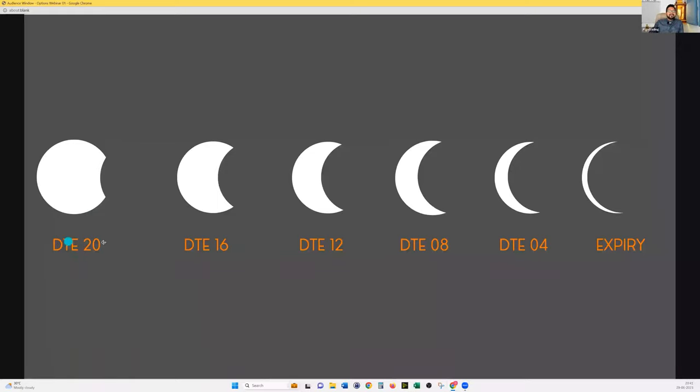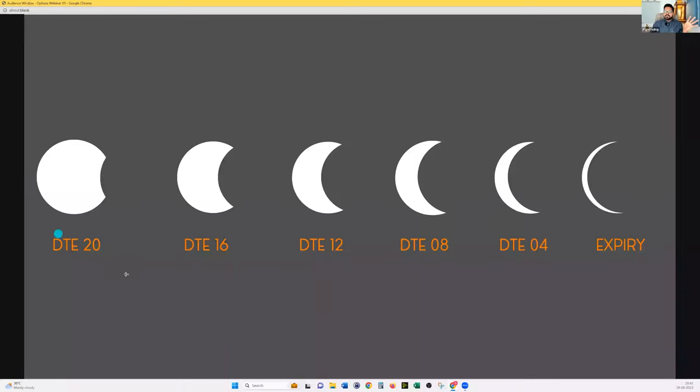Okay, so 20 days to expiry, it's like a full moon day, where we have full extrinsic value, full theta decay, full premium will be there. We call it a Amavasai, right? 20 days to expiry, 19 days to expiry. As the days decrease and we come near to expiry, the option extrinsic value erodes, and finally at expiry it will become zero.